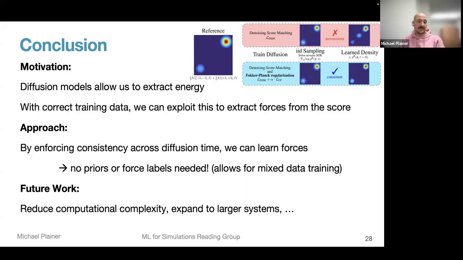And the interesting thing is that we don't need any priors or force labels to get a stable force network. And this is nice because force labels are not always available. So imagine we have some experimental data. We can't really determine forces there. It's not really feasible. And also a lot of datasets just don't include forces. And yeah, as I said previously, a nice future work would be to reduce computational complexity and expand it to larger systems, maybe also do transferability across these larger systems.